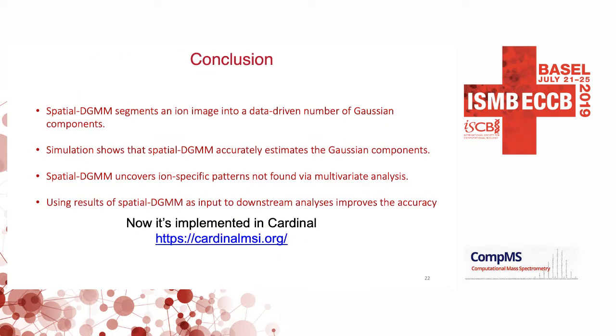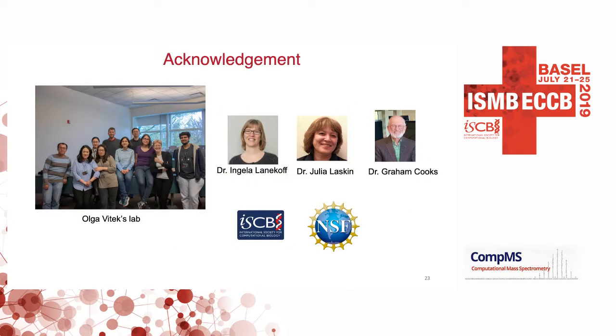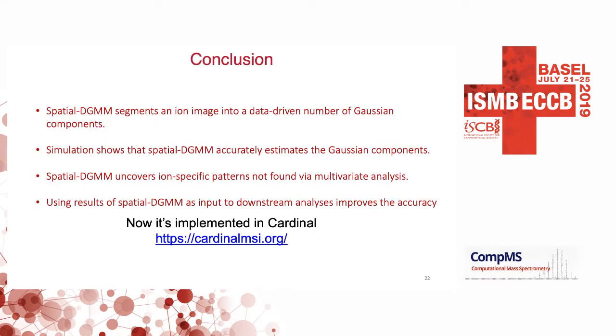So to conclude, we propose spatial DGMM, which segments an ion image into a data-driven number of Gaussian components. Our simulation shows that spatial DGMM accurately estimates the Gaussian components. Spatial DGMM uncovers ion-specific patterns which cannot be found by multivariate analysis. Using the results of spatial DGMM as input to downstream analysis improves the accuracy. And spatial DGMM is implemented in Cardinal, so you can visit this website for more details.